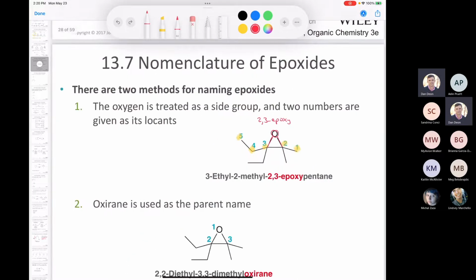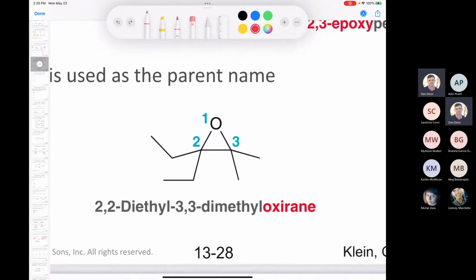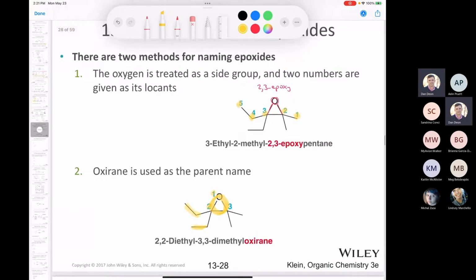Not too bad. You can also name it as the 3-membered ring. You start with the number 1 always on the oxygen because oxygen has a higher atomic number than carbon. So we would go 1, 2, 3. The reason they're going to 2 here is because you have ethyl groups which are larger than methyls, and so they're going to take higher priority over the 2 methyls. So you have a 2,2-diethyl-3,3-dimethyloxirane. Again, we're just looking at the oxirane ring as the parent of the entire thing. That's it. That's all I think I have for the rules.